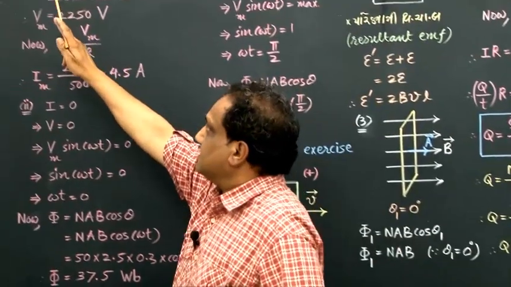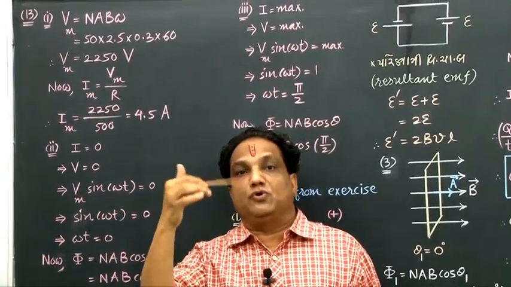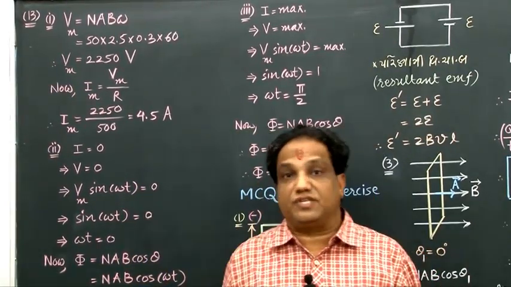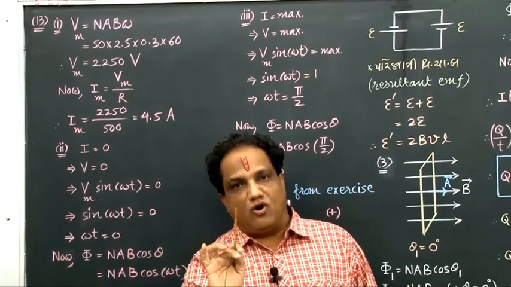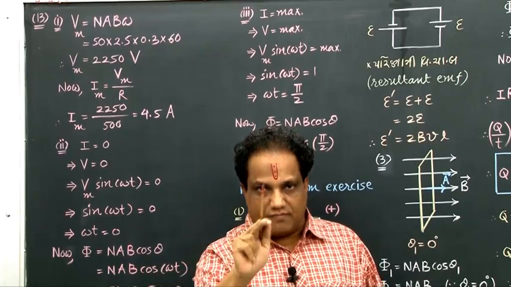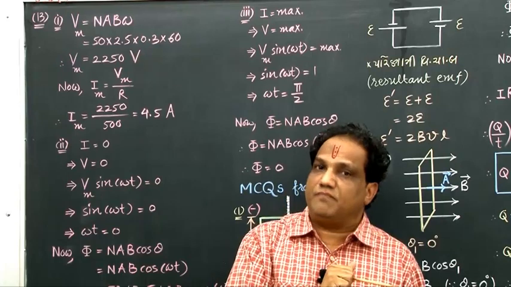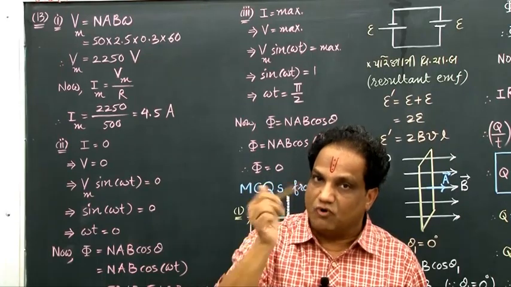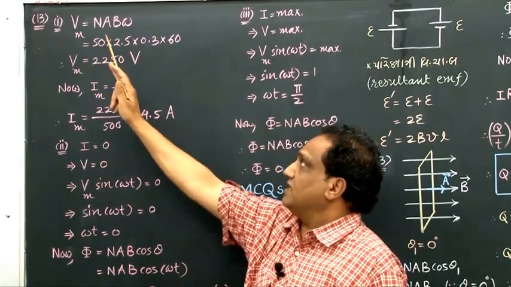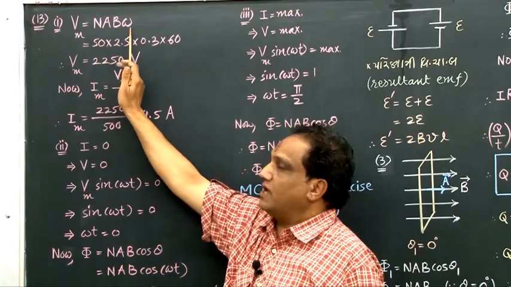What have they asked? Maximum potential or maximum induced EMF. What was the formula for that in case of an AC generator? The formula of alternating voltage was V equals Vm sine of omega t. Remembered? But in that, what was Vm? Vm was the maximum voltage or maximum induced EMF, and it is given by the formula Vm equals NAB omega.